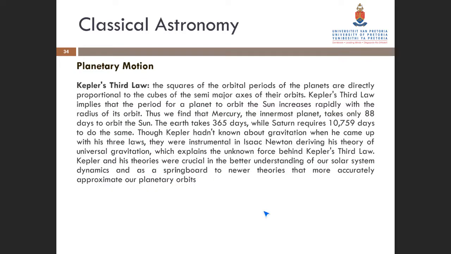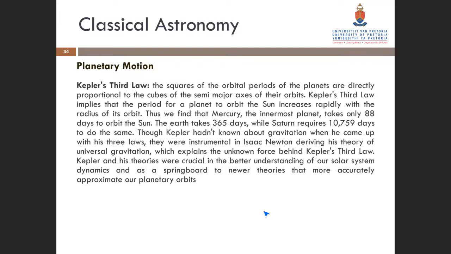Then the third and final law. So Kepler's third law, the squares of the orbital periods of the planets are directly proportional to the cubes of the semi-major axis of their orbits. So Kepler's third law implies that the period of a planet to orbit the sun increases rapidly with the radius of its orbit. Thus we find that Mercury, the innermost planet, takes only 88 days to orbit the sun. The Earth takes 365 days, while Saturn requires 10,759 days to do the same.